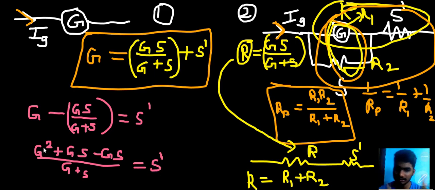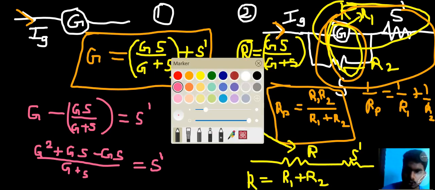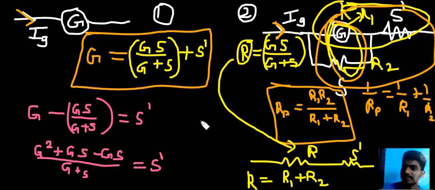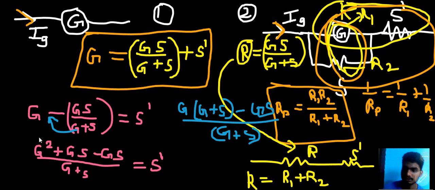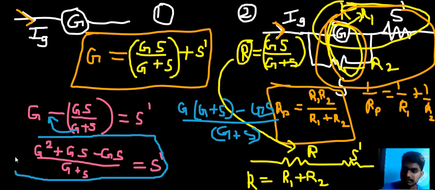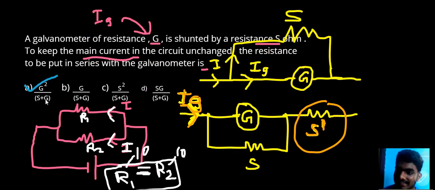Can you understand this, or do I have to write it again? I will show the simplification also, for those who cannot understand. This is G into G plus S minus G S, by G plus S. Cross multiplication has taken place here. This is the value we get. We just cancel these two, and G square by G plus S is the correct answer for this question. G square by G plus S can also be written as G into G by G plus S. The first option is the correct answer for this question, and thank you.